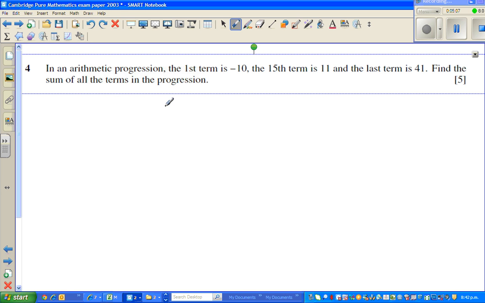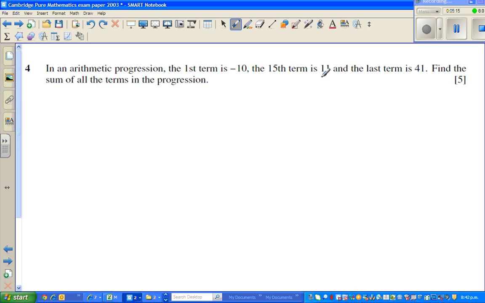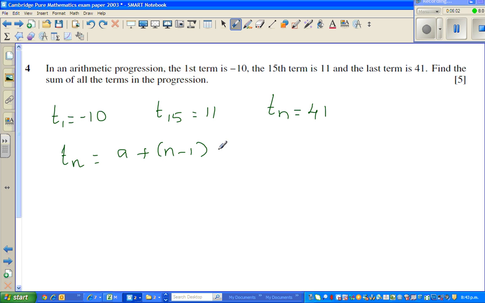In an arithmetic progression, the first term is negative 10. The 15th term is 11, and the last term is 41. Find the sum of all the terms of the progression. So we can say T1, the first term, is negative 10, the 15th term T15 is 11, and Tn, the last term, is 41. You want to find the sum of all the terms. Let me write the formula of arithmetic progression. Tn is A plus n minus 1 times D.